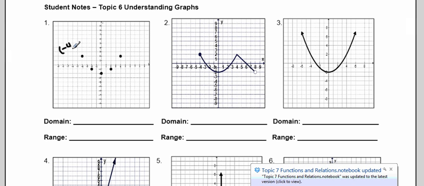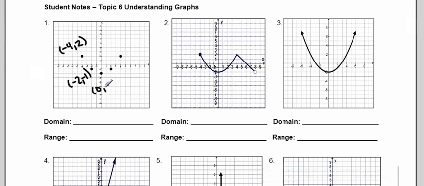This is (-4, 2). This one is (-2, -1). Then we have (0, -2), and (2, -1). And then (4, 2).